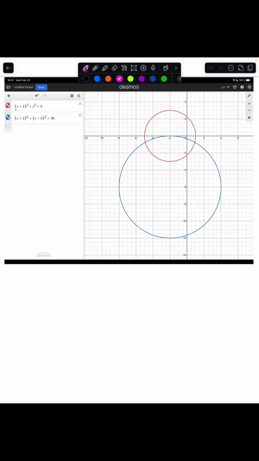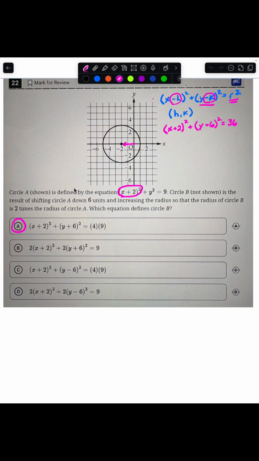So this is a screenshot of Desmos, and you can see in red I've entered the original equation, which gave us a center at (-2, 0), with a radius of 3. Our new equation has shifted that center down 6 units, and we now have a radius of 6 units. So our center here, as defined by our new equation, is actually (-2, -6). And if you're not under serious time pressure, coming over to Desmos and entering those two equations would be a great way to check your answer. And that's really it for that one.